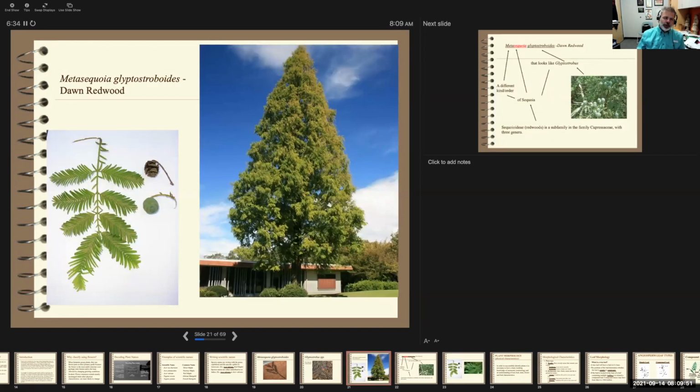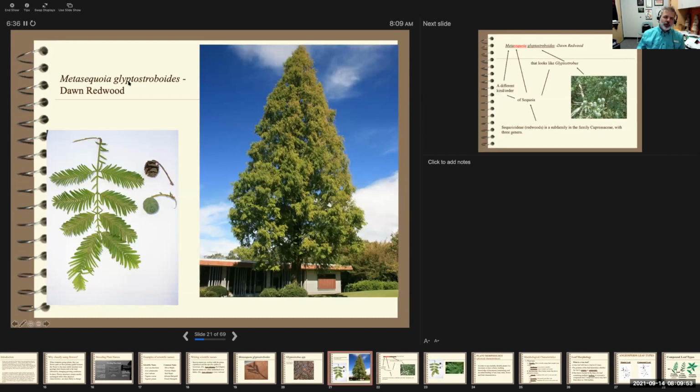Well, lo and behold, a living specimen of Metasequoia was found. I believe it was found against this temple in China. Since then, a couple more have been found, but one was actually found. The seeds were shipped to the Arnold Arboretum of Harvard University. They distributed them. And most of the Metasequoia glyptostroboides, the dawn redwoods, which is the common name, in the United States are descended from that original tree.